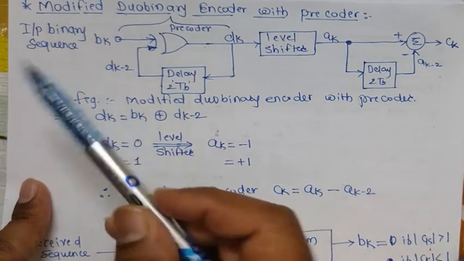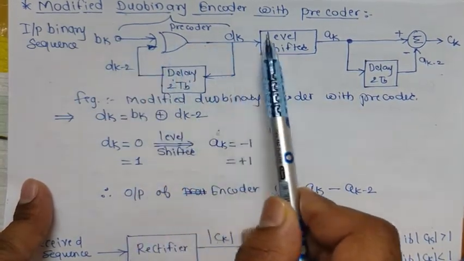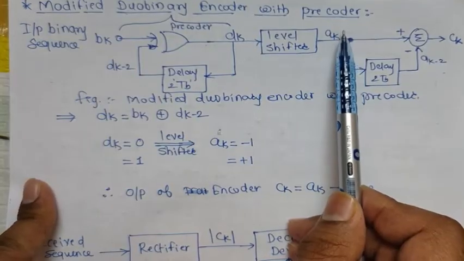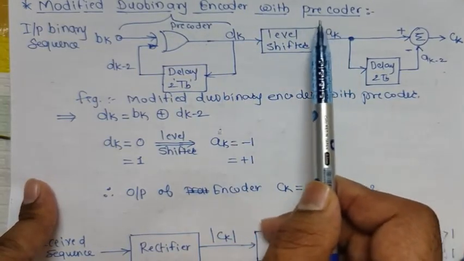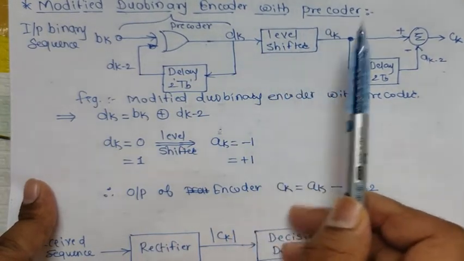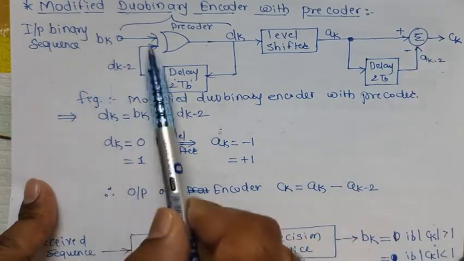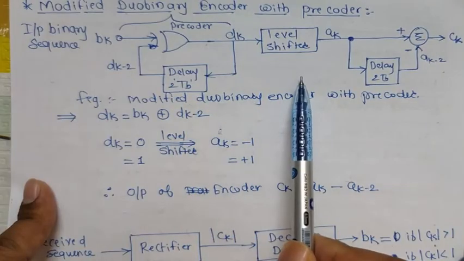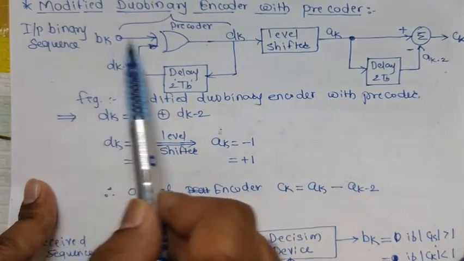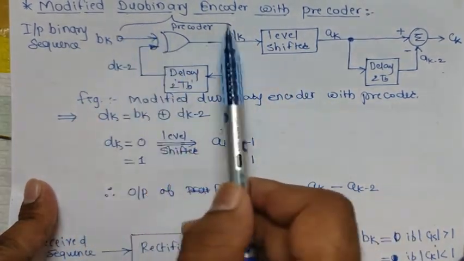Everyone, in this session we are going to discuss the modified duobinary encoder with precoder. For what purpose are we using a precoder? The precoder is used to avoid error propagation in the received signal sequence. So this is the transmitter section, the encoding section of the modified duobinary encoder.